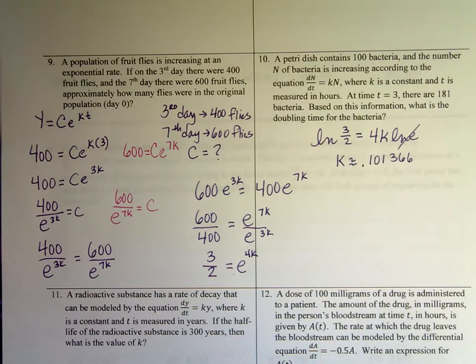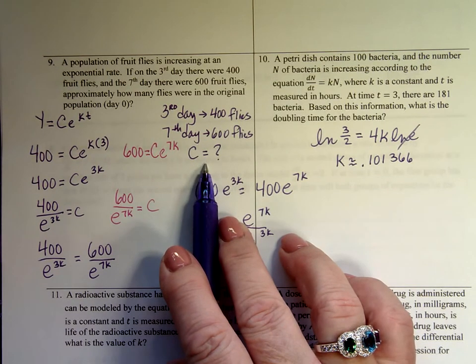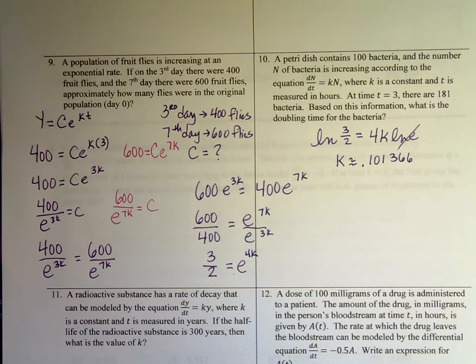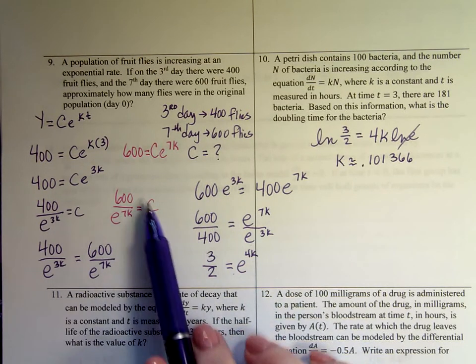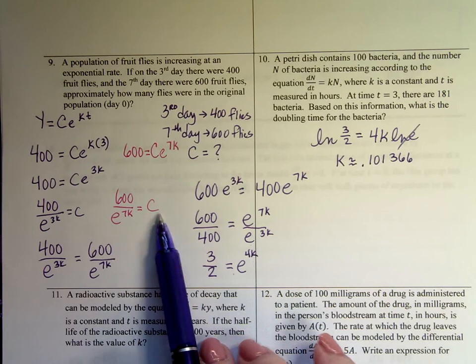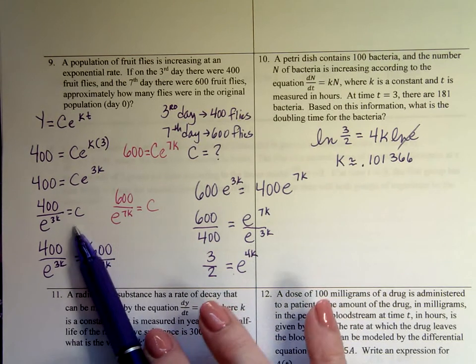Did I answer the question? Was the question asking me for the k value? How many flies were in the original population? Nope, I'm trying to find C, so I'm not there yet. I have choices though at this point. I can take my equation for the 400 equals, or I can take my equation for the 600 equals and figure out what C is. I can pick either of these, right? C equals these things, and now I know what K is.